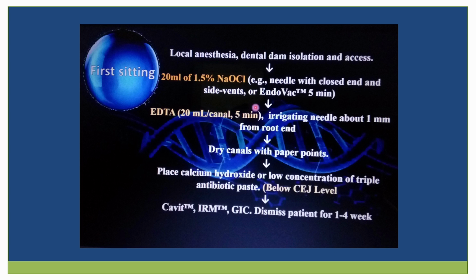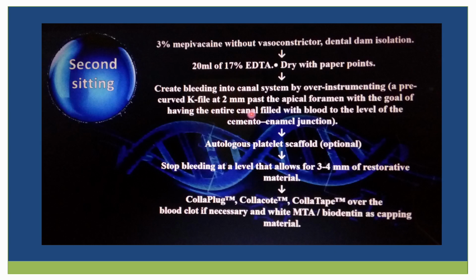Place the irrigating needle about 1 mm from the root end. Then you will dry the canals with paper points and place calcium hydroxide or a low concentration of triple antibiotic paste below the CEJ level. After this, you will place Cavit or IRM and GIC and dismiss the patient for 1 to 4 weeks.